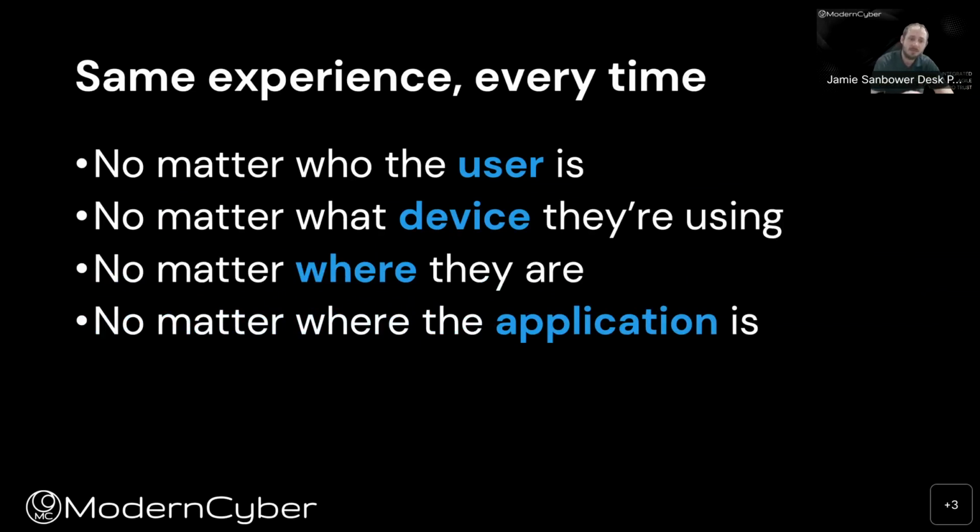And to me, this means no matter who the user is, no matter what device they're using, no matter where they are, no matter where the application is, we should have consistency in how they do their job. And what does this mean? This means that when I'm in the office or out of the office, I should have the same access to the same types of resources. I shouldn't have to jump through hoops and think about where I'm at, what device I'm on. Based on policy, that consistent policy should be applied ubiquitously, which means everywhere.